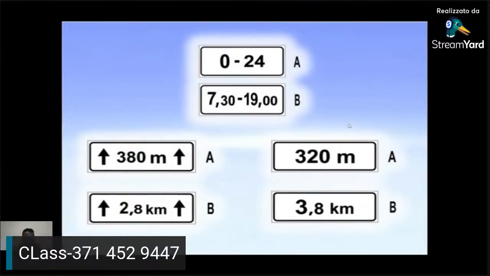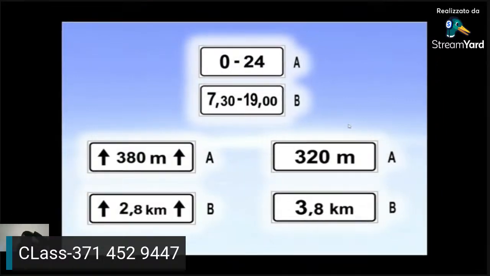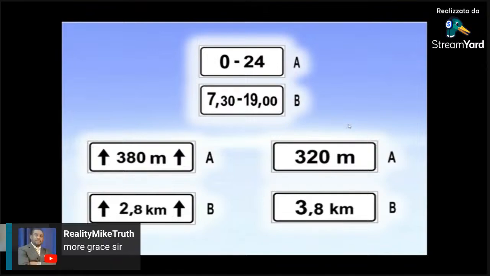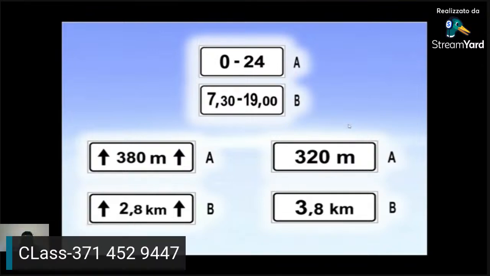So, as we can see here, the Pannelli Integrativi, what are they talking about? The first, A, which is 0-24, means the sign that has this panel will be valid for 24 hours. The B means the sign that will be attached to the B panel will be valid from 7:30 a.m. to 7 p.m.